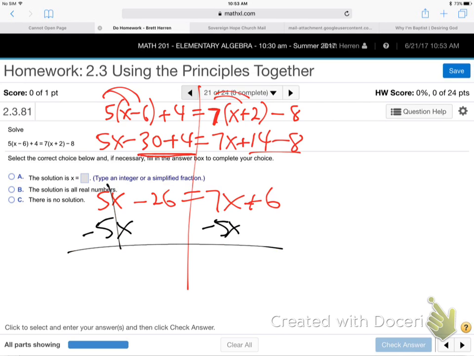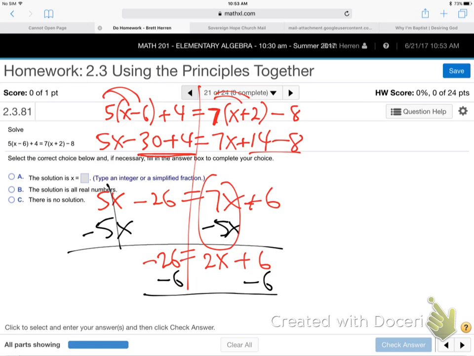So what does that do for us? Minus 26. These guys here make 2x. So we get to there. X is saying, I want to be alone. So what do we do to get x alone there? You subtract 6. Yeah, subtract that 6, so let's do that. So that's minus 32 is 2x.